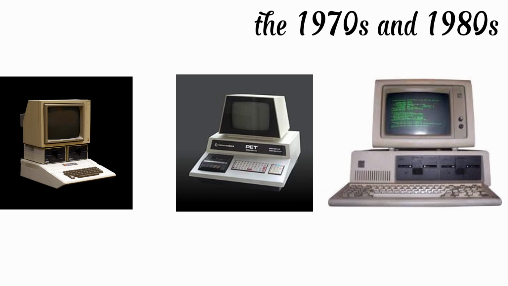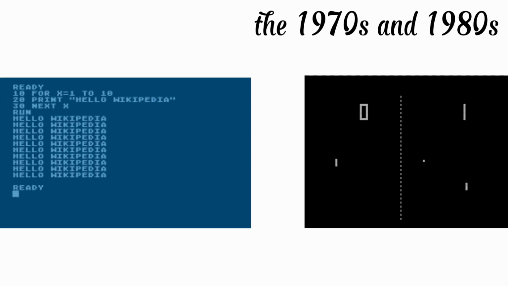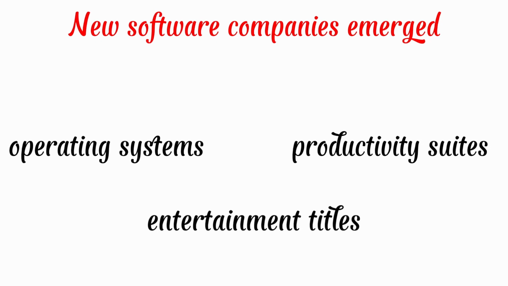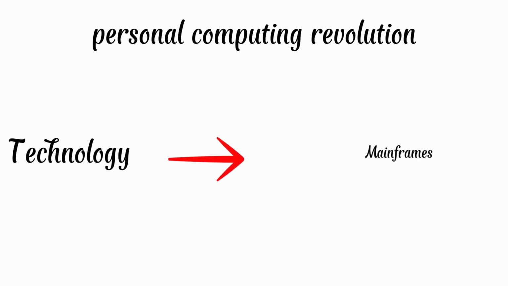Enthusiasts could program in languages like Basic, run word processors, and even play games. New software companies emerged to provide operating systems, productivity suites, and entertainment titles. This personal computing revolution democratized technology, granting individuals the power once reserved for mainframes.